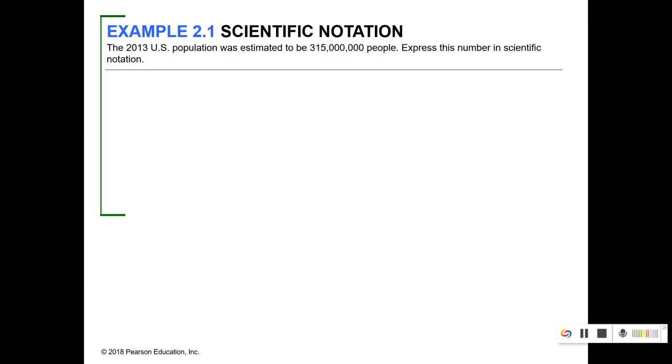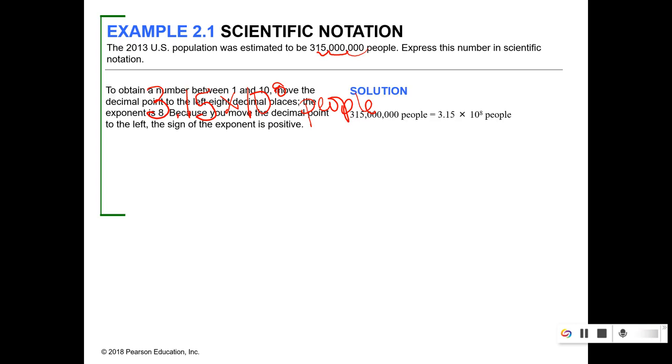So let's do a couple of examples. So this is a very large number. So I've got 3.15, and then I do times 10, I'm going to do 3, 6, 8, times 10 to the 8. And this is people. Don't forget your units. In science, we almost always have a unit. So if there's a word that goes with the number, you do need to go ahead and write that.